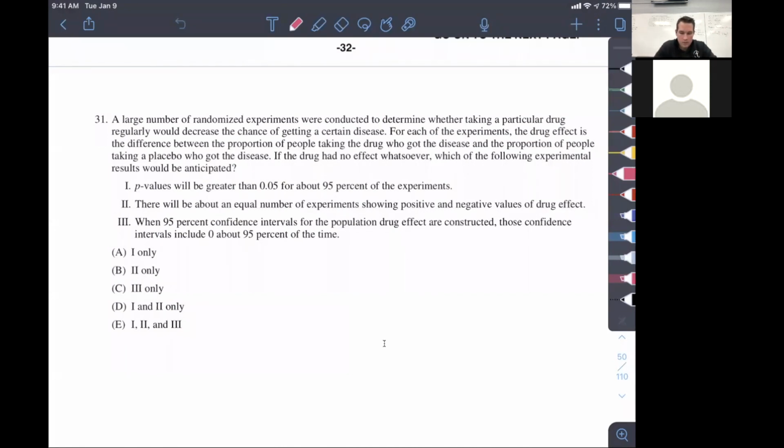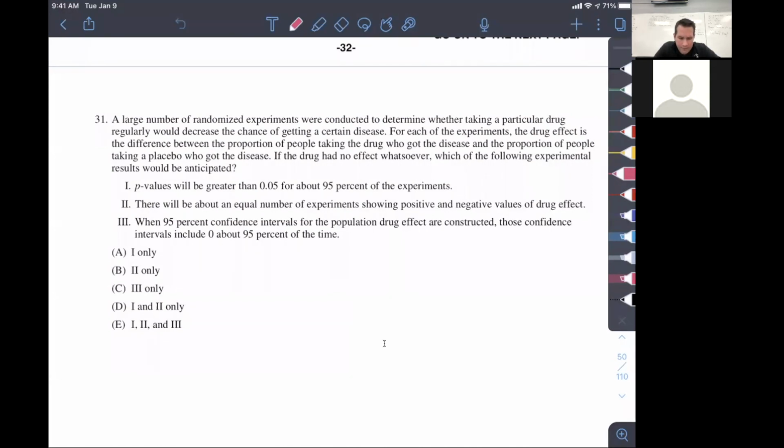Okay, so we have that set up. If the drug had no effect whatsoever, which of the following experimental results would be anticipated? If the drug had no effect. Okay, so one says p-values will be greater than 0.05 for about 95% of experiments. I would say that's true. Two, there will be about an equal number of experiments showing positive and negative values of drug effects. That is also true because that's saying it's a 50-50, which is saying that when we do this multiple times, the p-value is greater than 0.05. So 1 and 2 are kind of saying the same thing.